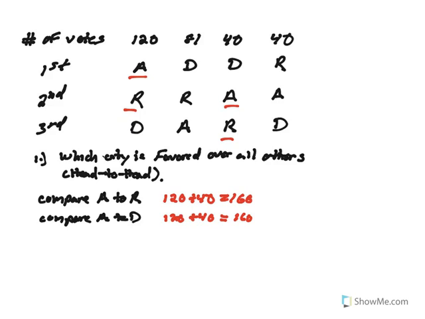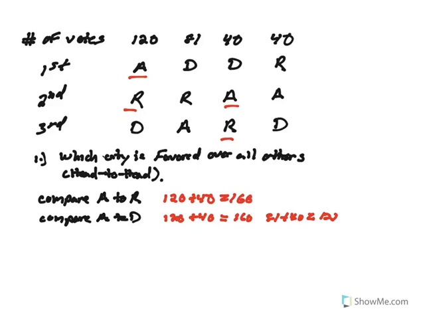Now, 160, is that correct? Yeah, okay. So we're comparing A to D, right? And of course, in the second and third columns, D is favored over A. So when you add 81 plus 40, you get 121 votes. 81 plus 40 is only 121 votes, so that loses.